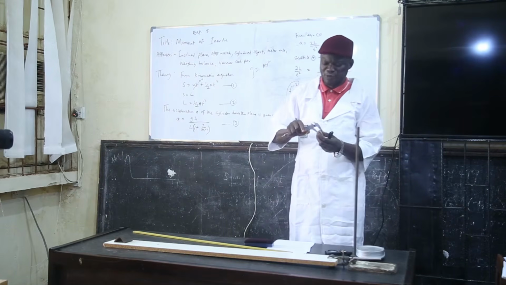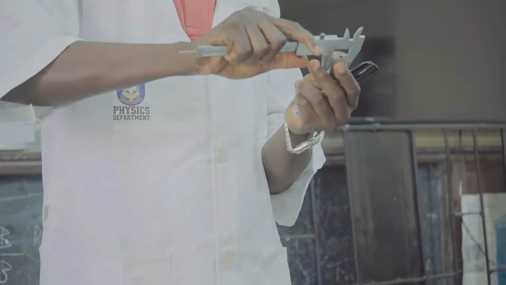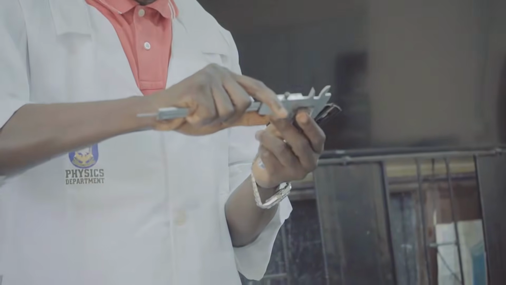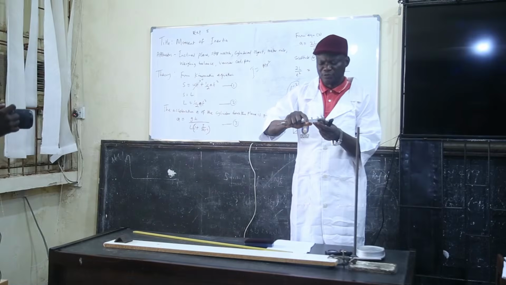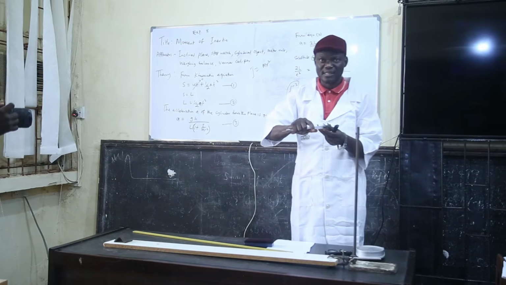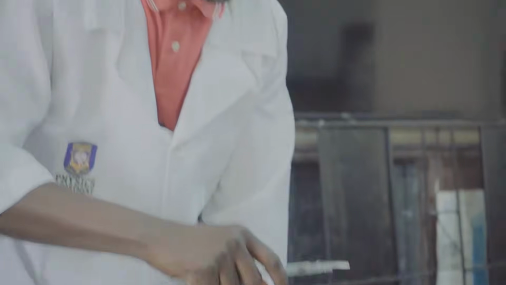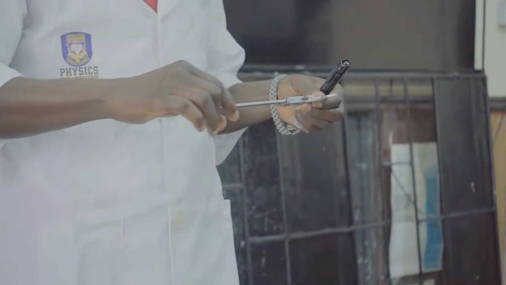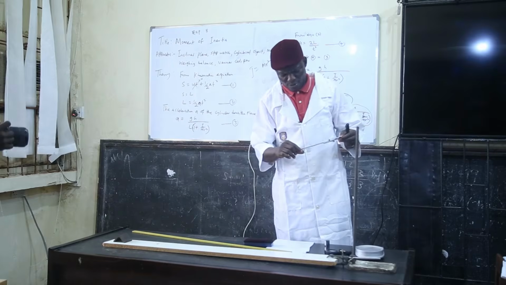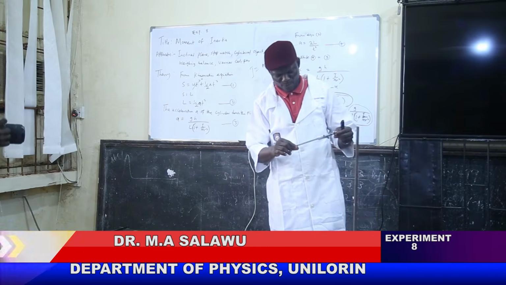So this is how to use your vernier caliper. After you have inserted your object properly, then you measure from the scales of the vernier caliper. You have two scales. We have what's called the main scale, and we have what's called the vernier scale. The main scale is the one that is not moving, and is from 0 to 25 centimeter. This one I'm holding.